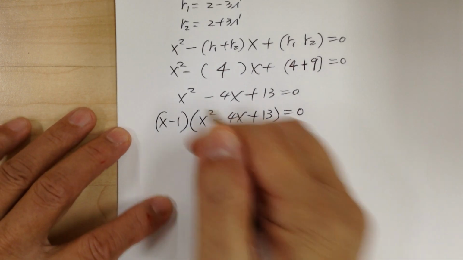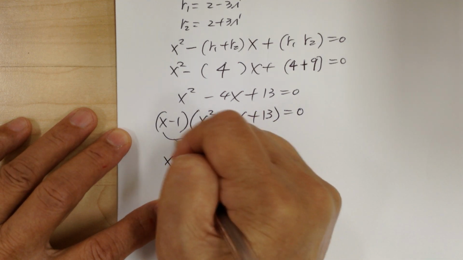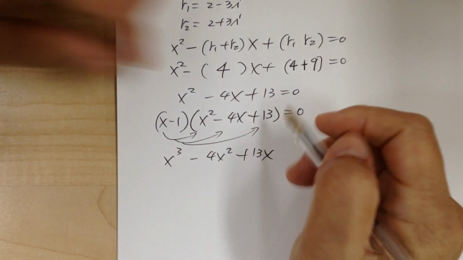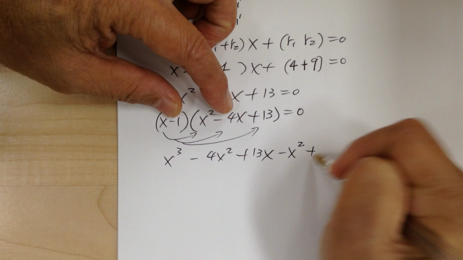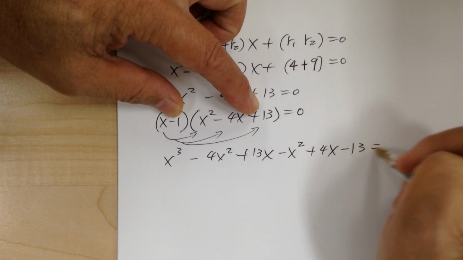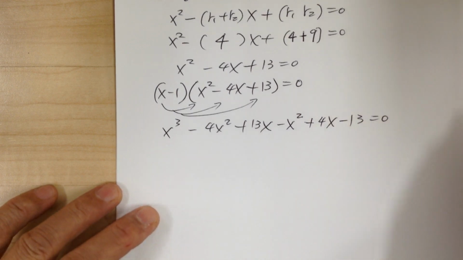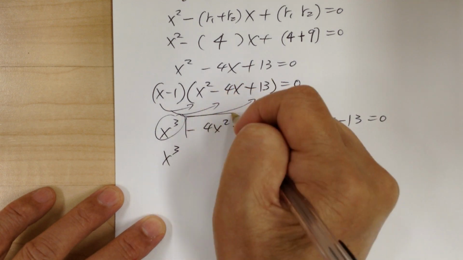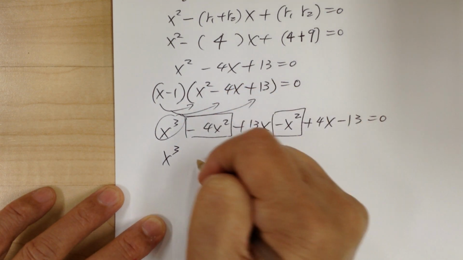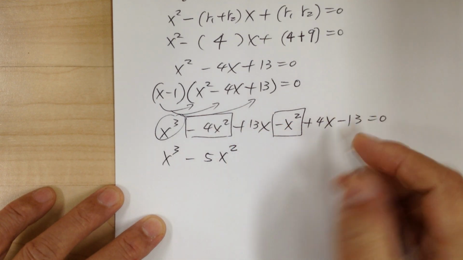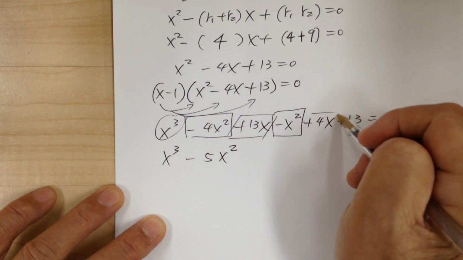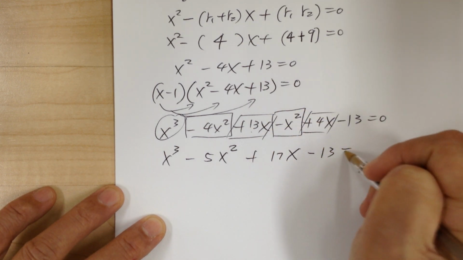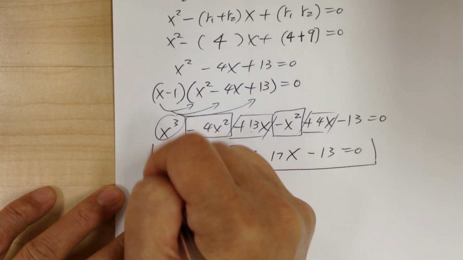Now let's do the distribution. It'll be x to the 3 minus 4x squared plus 13x, and then this one would be minus x squared plus 4x minus 13 equal to 0. Now let's combine the like terms. So this is x to the 3, and for the square one, that would be minus 5x squared. Then for the first power, this would be plus 17x minus 13 equal to 0. And that's the answer.